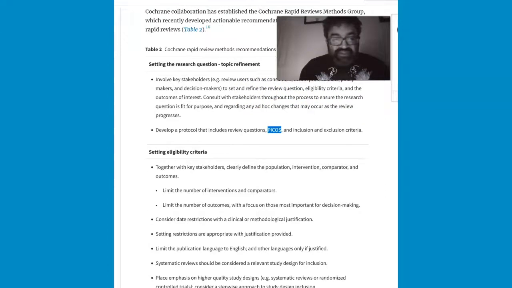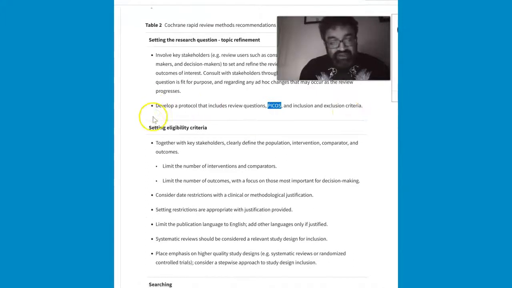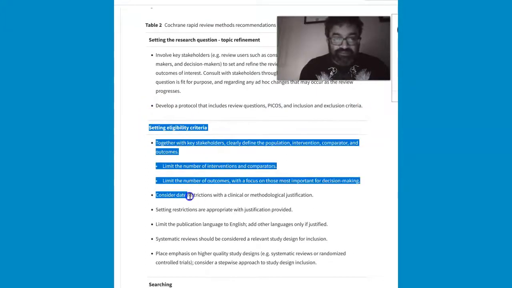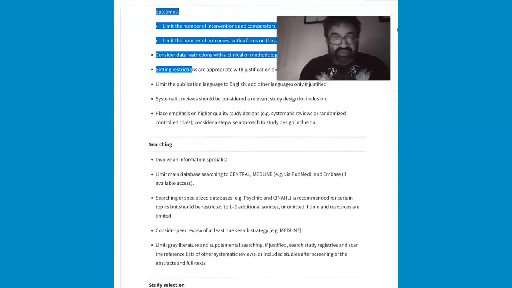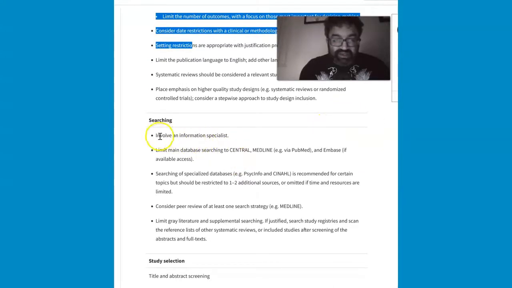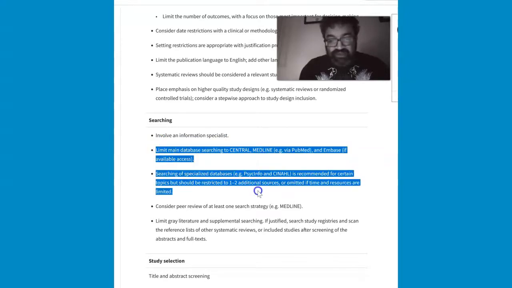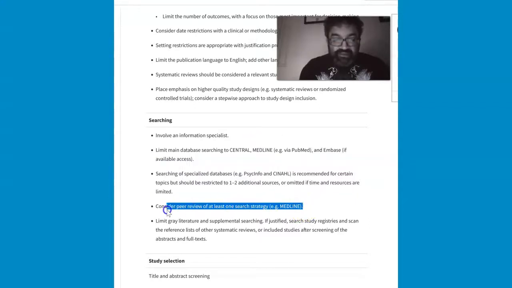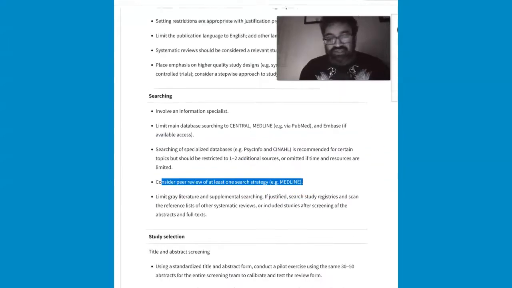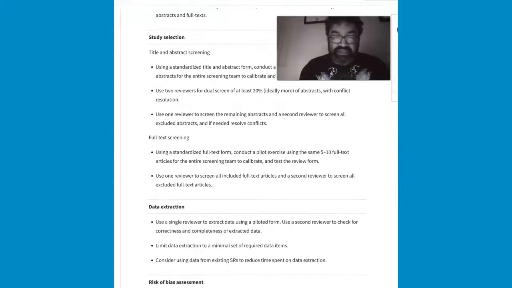So all of these things are important. Setting eligibility criteria is important. So these are important steps in research. Searching. So you want to sometimes involve information specialists. A lot of times you are the expert, so you would be the best person to be searching for the information as well. So these are obviously standard medical databases to be searching in. But when you're talking about dissertations, you want to limit that. That's more gray literature.